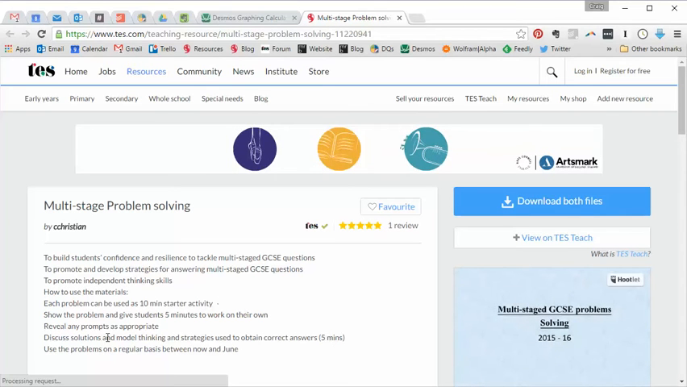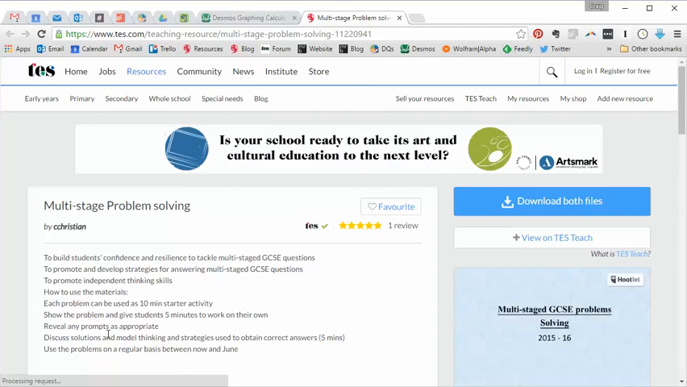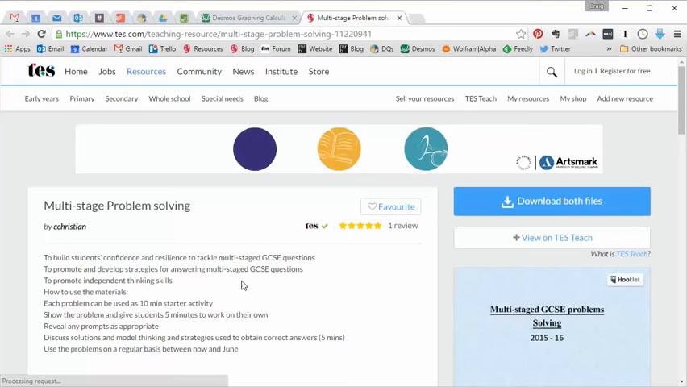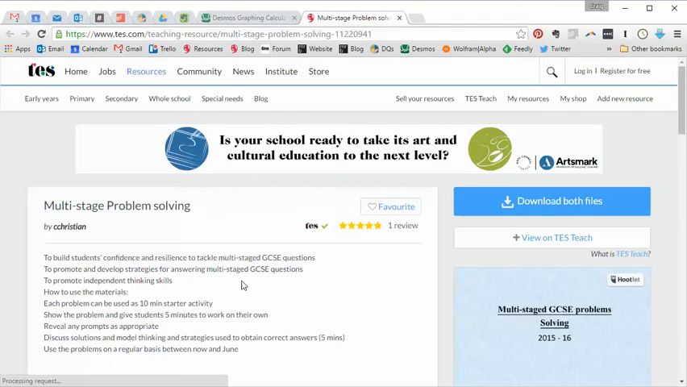And we have a lovely resource for your Year 10 and Year 11 students here. Multi-Stage Problem Solving by C. Christian. A wonderful resource.